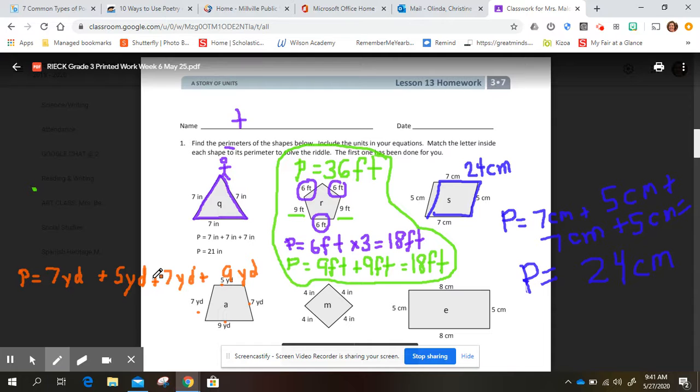I could do it any way I want, but I know that 7 plus 5 is 12. And then if I add 5 more, that's 17. Plus 9 more would be 26. So the perimeter equals 26 yards. And I just added those in my head, 26 yards.